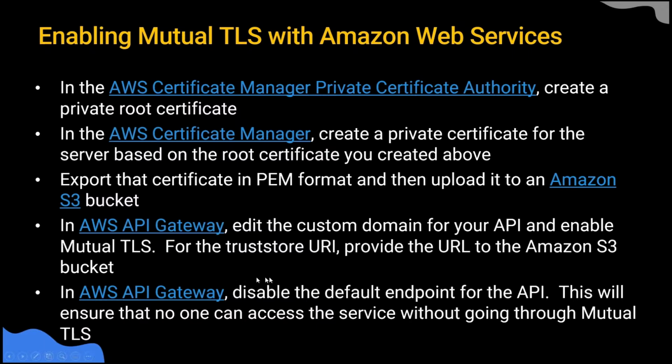What they also recommend you do, because if somebody gets a hold of that alias for your API, they'll be able to bypass mutual TLS, because the mutual TLS is associated with the custom domain name that you've mapped to the alias, not to the alias itself. So they recommend for security that you disable the default endpoint. I've actually left it enabled because I'm going to show you calling it directly. But once again, their recommendation is to disable the default once you've got the custom working.